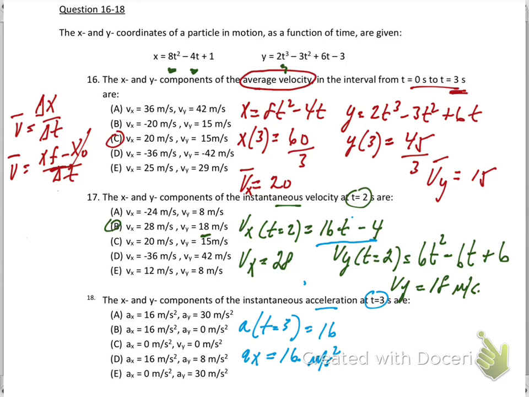All right, so let's go in the y direction. For the acceleration in the y direction, let's get the derivative of this. The first thing we need to do is multiply the 2 times the 6, and we get 12, and reduce that to t, minus 6, and plug in the 3 for that, and we're going to get 30 meters per second squared. So 16 and 30, we're looking at A.